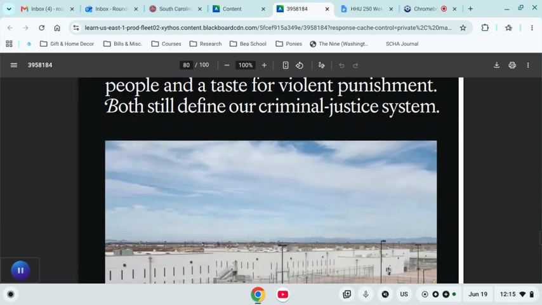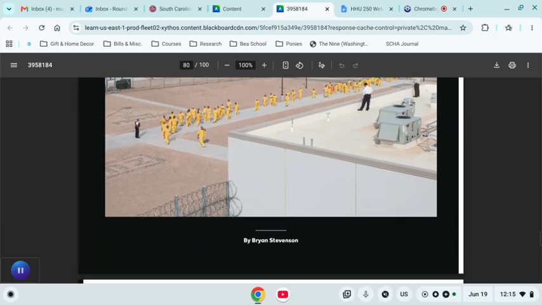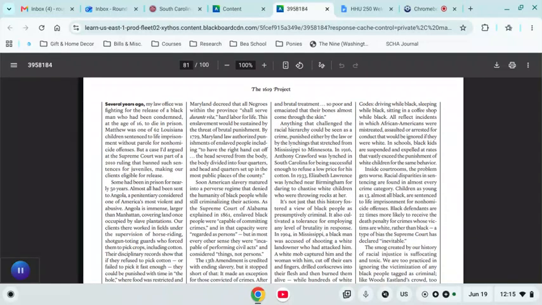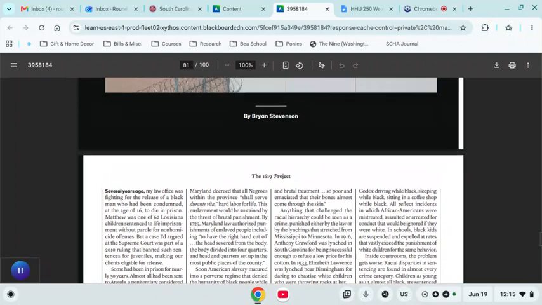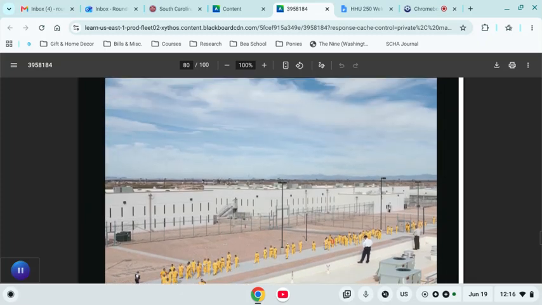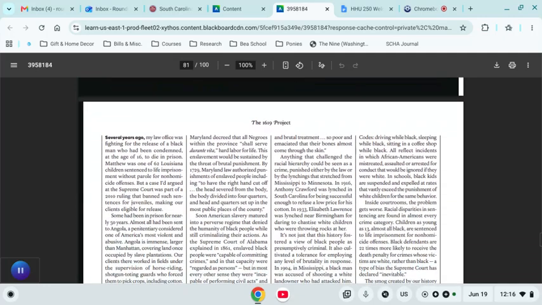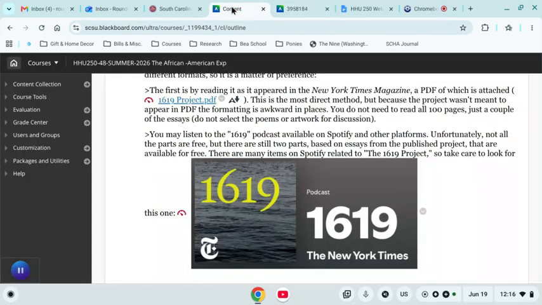On page 80, there is an essay about the criminal justice system by Brian Stevenson. And it's about how many of the methods of mass incarceration and imprisonment that we have in this country today have their roots, you guessed it, in the control and supervision that characterized slavery. And there are other articles like that in the 1619 Project. These are the things that I want you to look through and to report to me in this assignment.